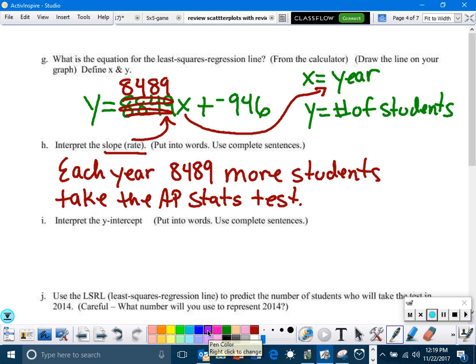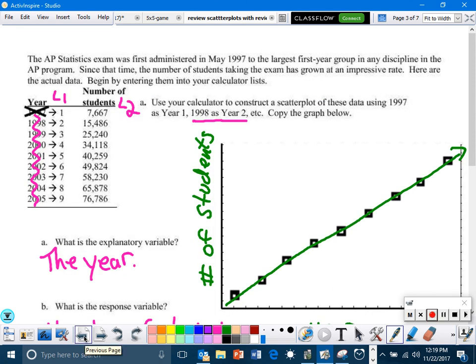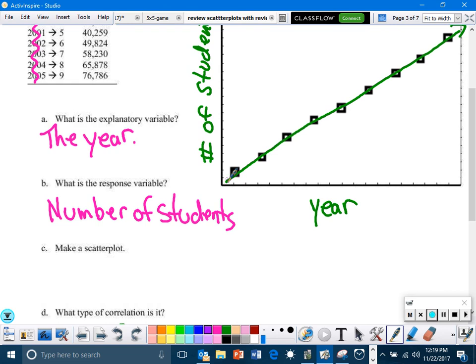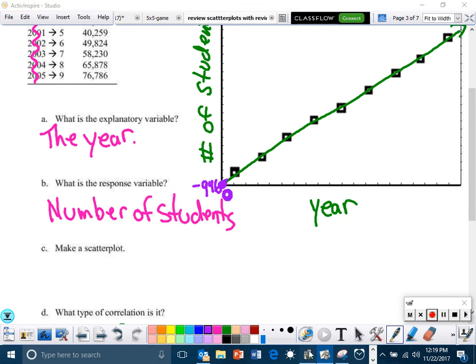All right, interpret the y-intercept. All right, the y-intercept is right there. I wonder if this y-intercept's going to make sense. I'm going to go back and look at the picture. So the y-intercept is right here, and I know that looks a little weird, but that's supposed to be negative 946. And down at the bottom here, that's a 0. Okay, I don't think this makes a whole lot of sense.